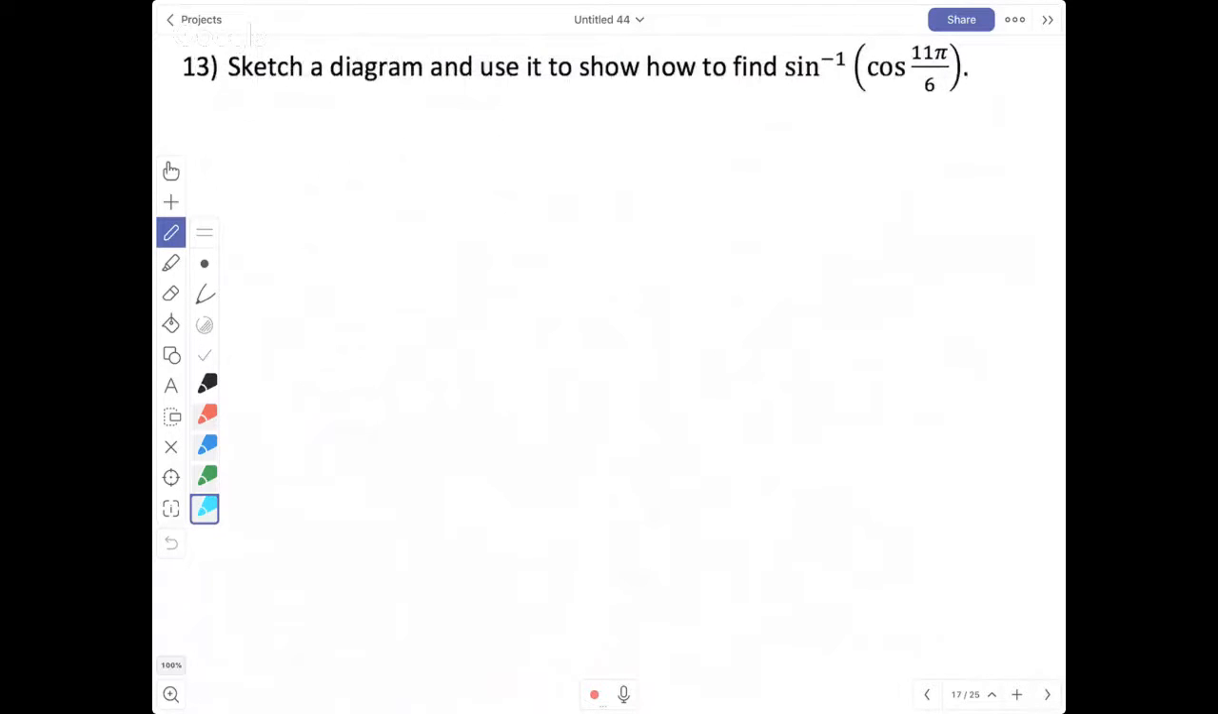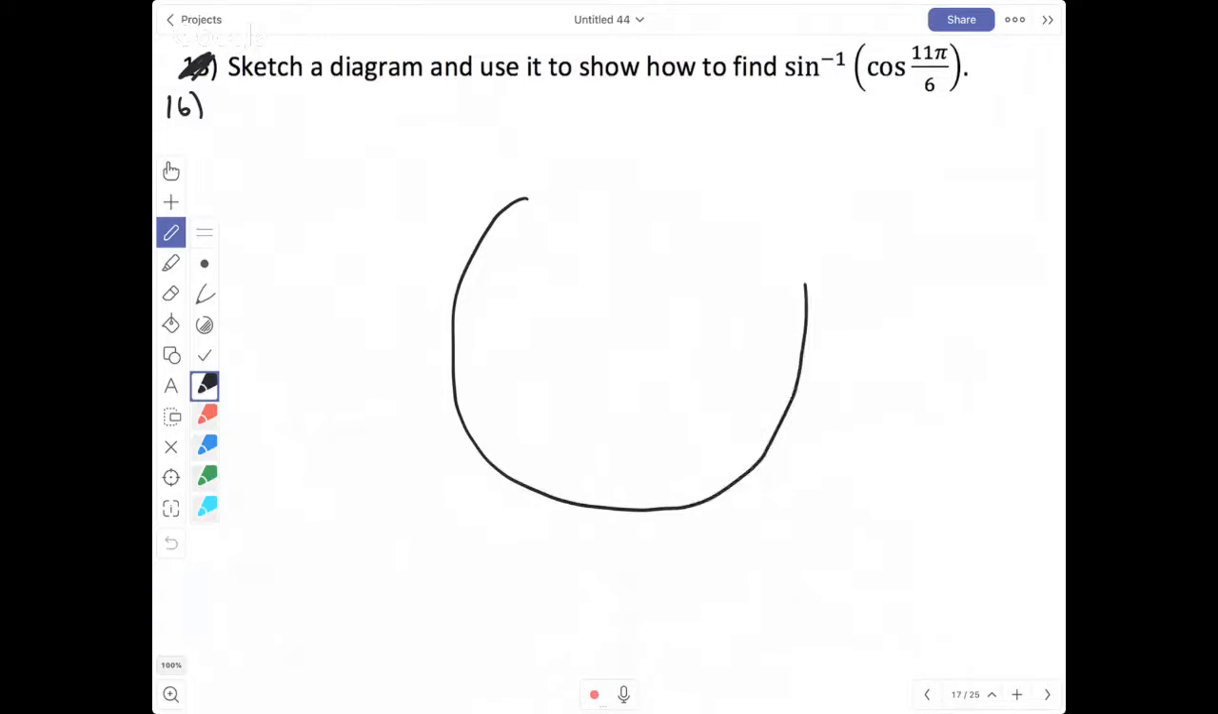I have renamed this 13, but I think, Katie, this is the one you wanted, and you had it as 16. I'm pretty sure that was what 16 was, on the paper I handed out. Looks like it. So this is 16. We want to find the inverse sine of the cosine of 11 pi over 6. Elizabeth says I did answer the question, and Katie says this is 16.